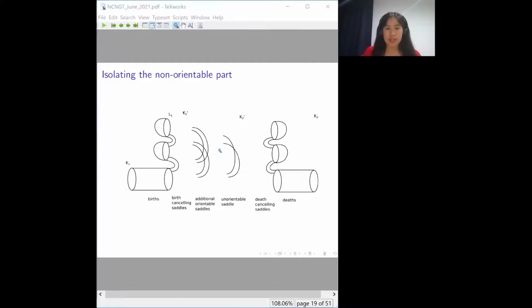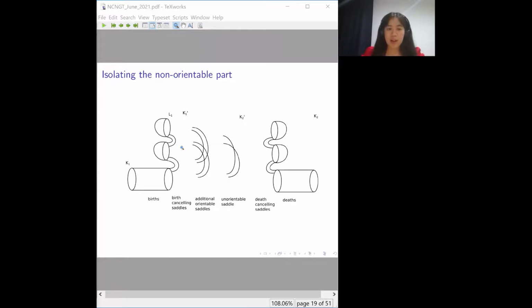The way you can show that you can have just one non-orientable saddle is that if you have multiple non-orientable saddles with respect to K1′, you can slide one over the other until you make them all into orientable saddles.